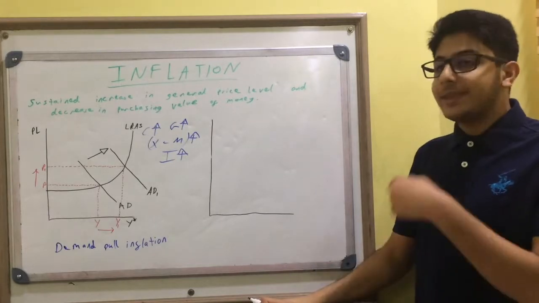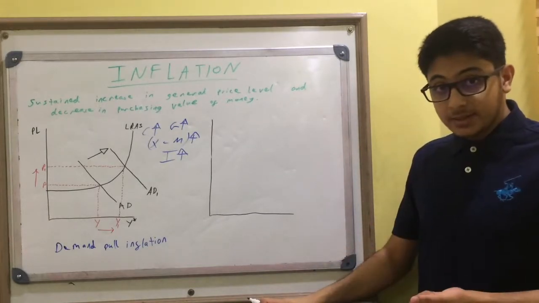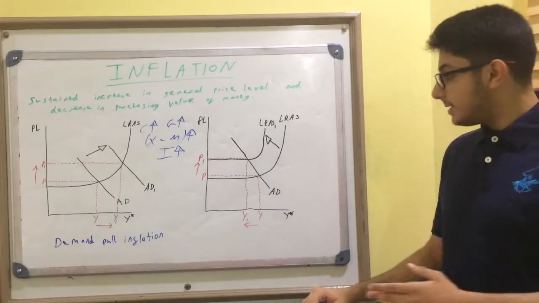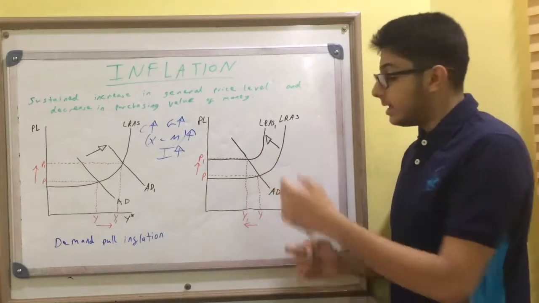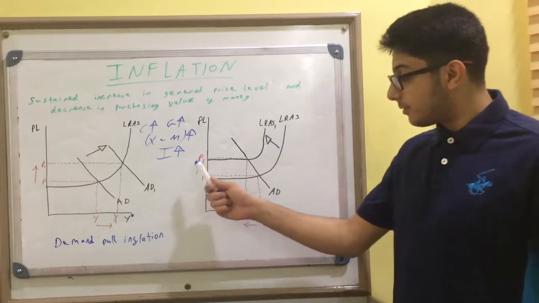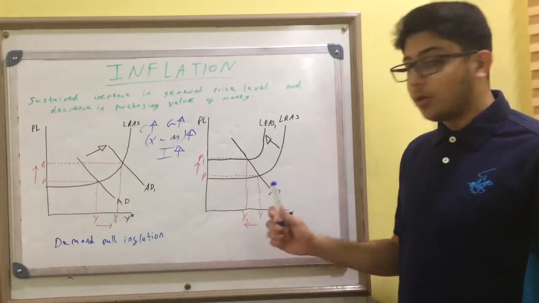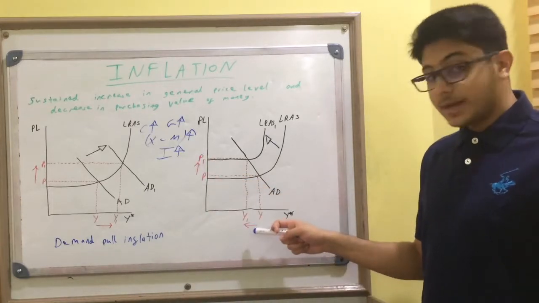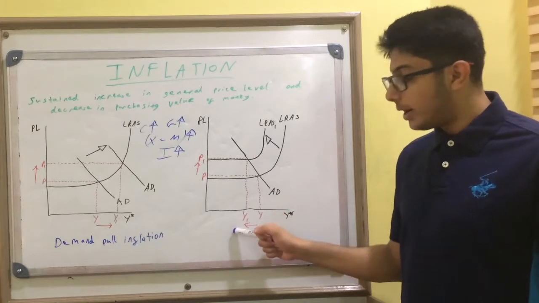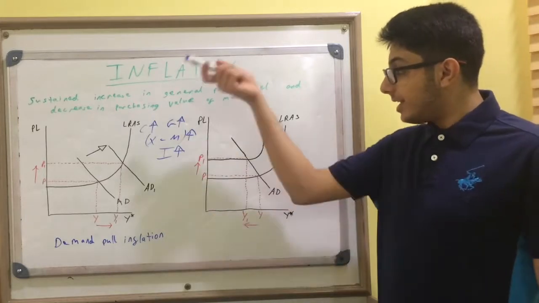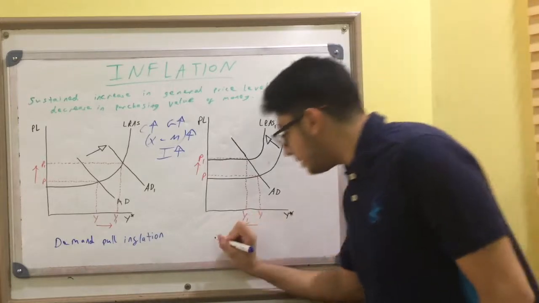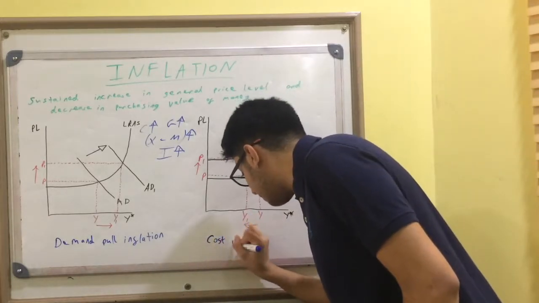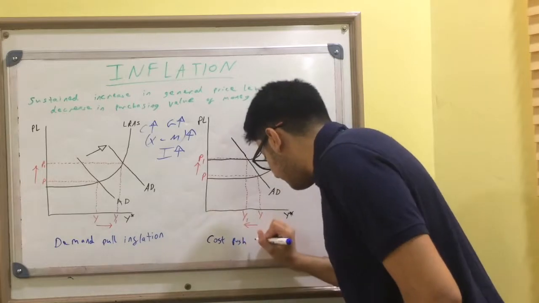Now, can you guess what the next cause of inflation is? The next cause is a shift in aggregate supply to the left, because this increases prices from P to P1 and also decreases output from Y to Y1. So because the price level increases, that's inflation, and because it's caused by supply, we call it cost push inflation.